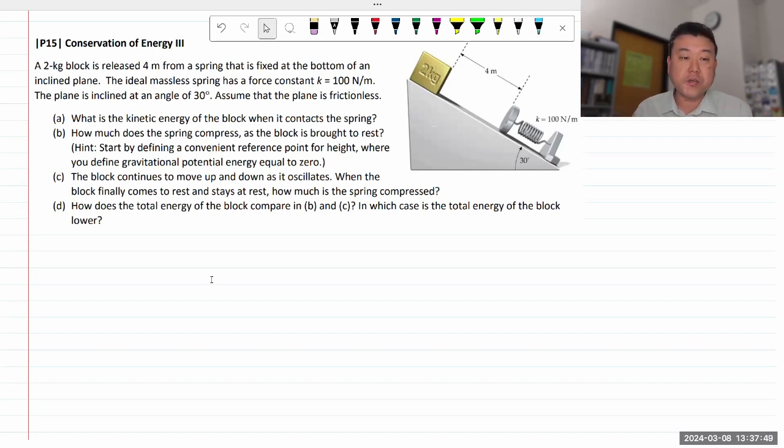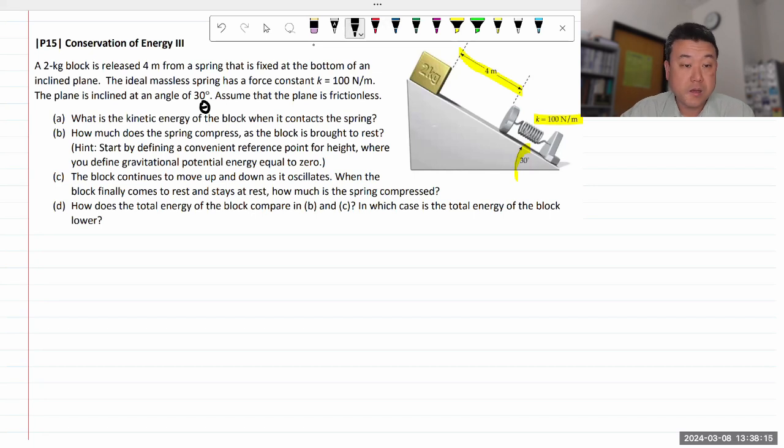So it says a 2 kilogram block is released 4 meters. Okay, I have this indication here. 4 meters from a spring that is fixed at the bottom of an inclined plane. Ideal massless spring has a force constant K. The plane is inclined at some angle theta. I'll be using letter theta for that. Assume that the plane is frictionless.